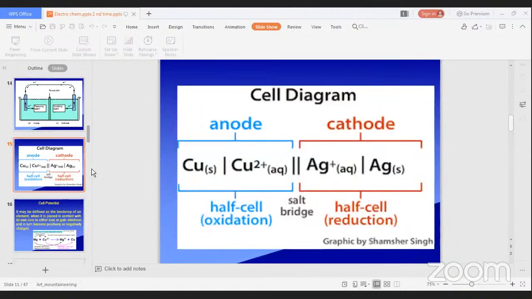So this is the oxidation half cell and the reduction half cell. This complete reaction is called the cell reaction. The left side is the oxidation half cell. These double lines indicate the salt bridge. So here copper to Cu2+ is oxidation, and Ag+ to Ag is reduction. The oxidation half cell is on the left side and the reduction half cell is on the right side. This double line indicates the salt bridge.